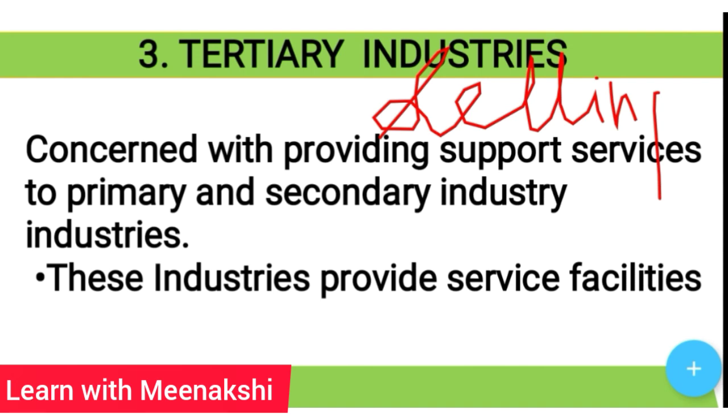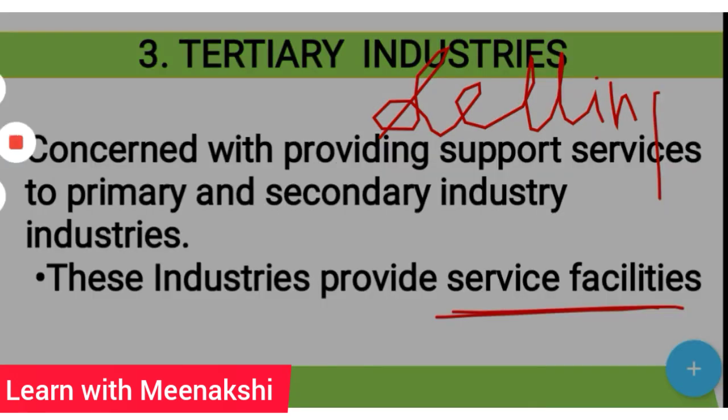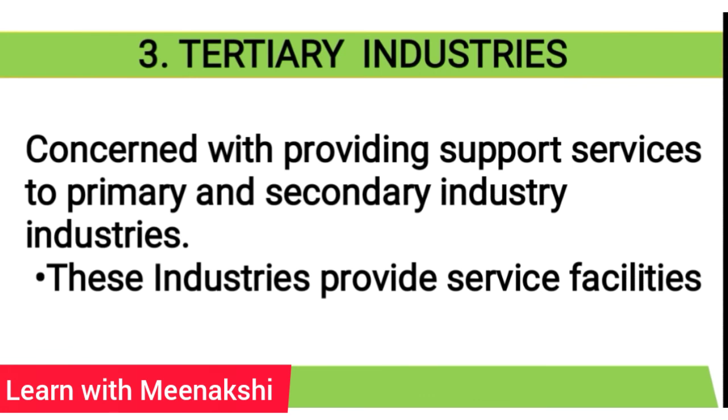These industries usually provide service facilities. Here no production work is involved, students. They do only the service work. So the selling part is done by the tertiary industry. Tertiary industries are part of commerce. They assist, they help in trading activity through transport, banking, insurance, warehousing, communication, packaging and advertising of the products. So in the next upcoming video, we shall see about commerce and its classification.